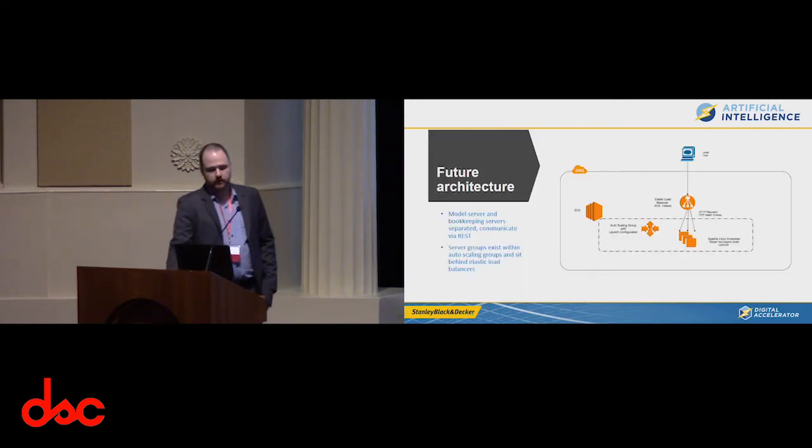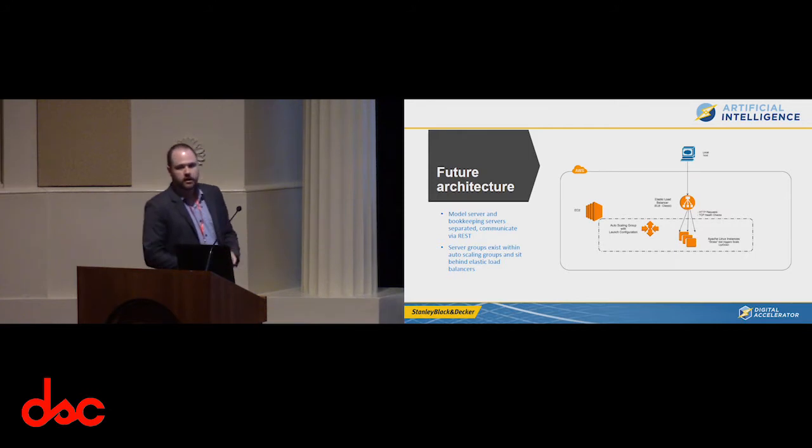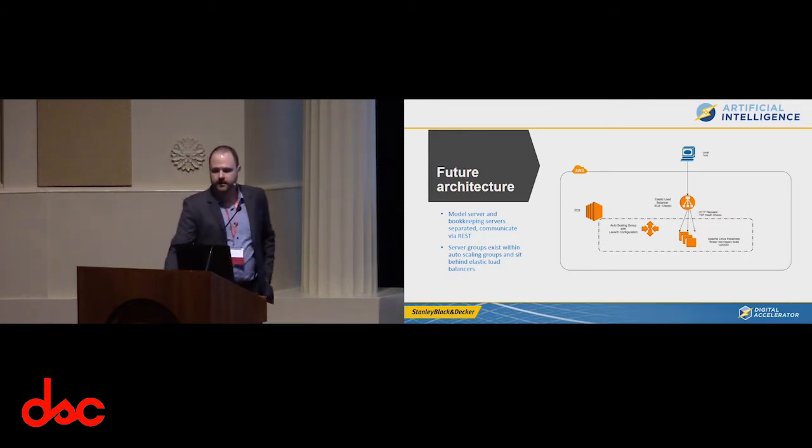What we can do here is we've separated the model server and the bookkeeping server, which keeps track of clients and authorized users and all that, and they communicate via REST API. Both of those types of servers sit within auto-scaling groups and sit behind elastic load balancers. So as the load increases, we can dynamically add more model calculating servers and rotate the load between them so that it has an even load across a cluster.